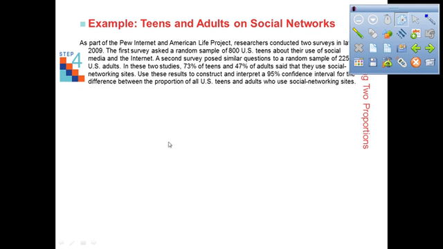2,253 U.S. adults. In these sample studies, 73% of teens and 47% of adults said they use social networking sites. Use these results to construct and interpret a 95% confidence interval for the difference between the two U.S. teens and adults' use of social networking sites.